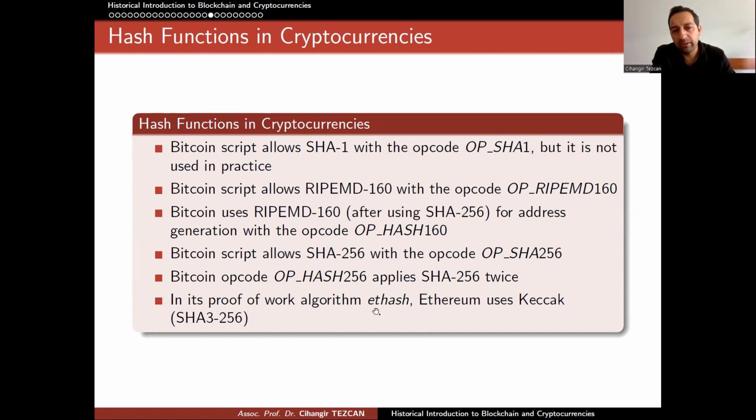In its proof of work algorithm, Ethereum uses Keccak, which is also referred to as SHA-3. But of course, it is no longer important because Ethereum no longer uses proof of work, but proof of stake. Since Ethereum was, I think, founded in 2014 or so, this is why they were allowed to use SHA-3, because at the beginning, when Bitcoin was introduced, the SHA-3 competition wasn't held. So this is why Bitcoin does not support SHA-3.